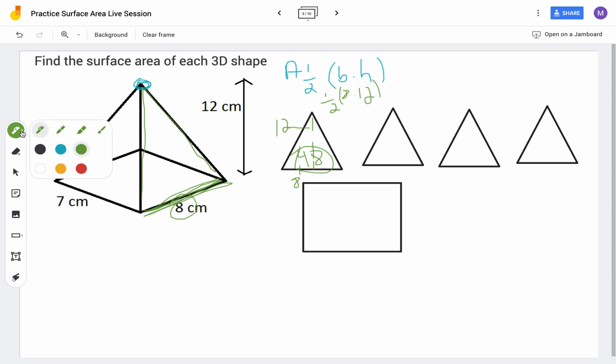So now we're going to go to another triangle. Let's talk about this triangle right here. This triangle has a different base. So we have a base of 7. And the same height of 12. So calculate the area using base times height, but don't forget that half. Tell me what the area of this teal triangle is.